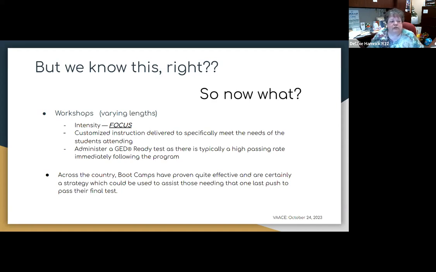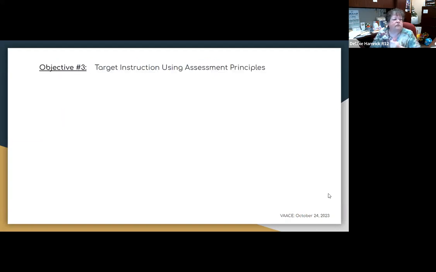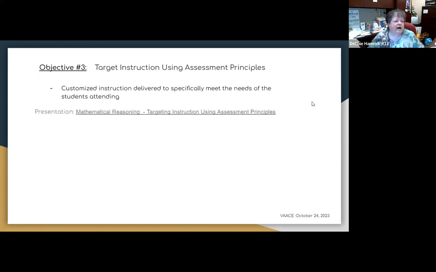So we certainly want to keep that in mind. So let's move on to our objective 3. This was the workshop that I attended, and this is how to use your assessment principles and prescriptions, and how you're working with people.